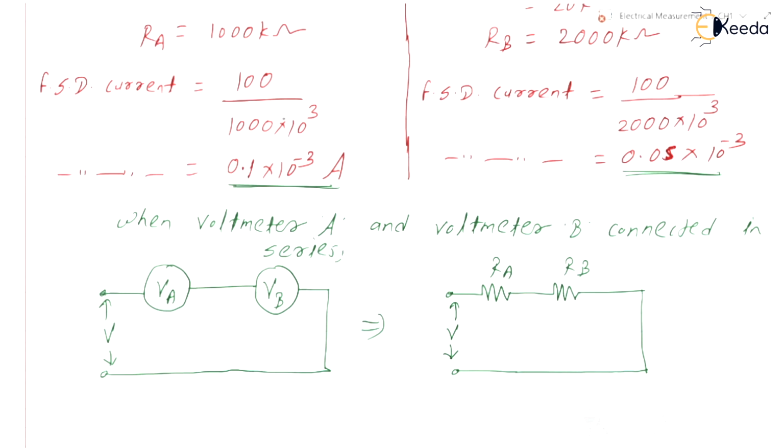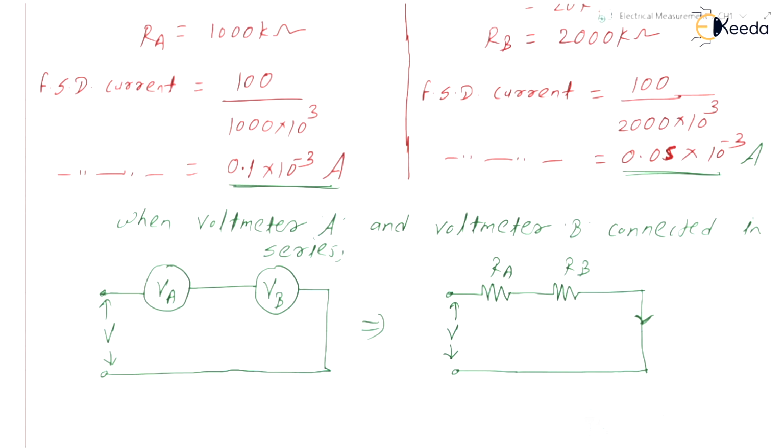Now if you check what is the maximum current that will be flowing through this combination, it is equal to the minimum of full scale deflection current of meter A and full scale deflection current of meter B. Because if we circulate the current of 0.1 milliampere through meter B, will meter B handle this much current? No. But meter A can handle this much current. So when these two are connected in series, the maximum allowable current is equal to the full scale deflection current of meter B only, because meter B cannot withstand the full scale deflection current of meter A.